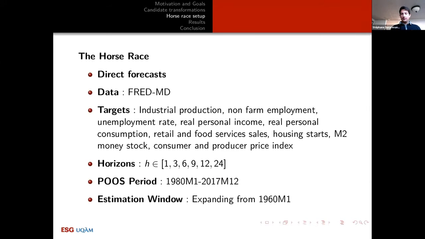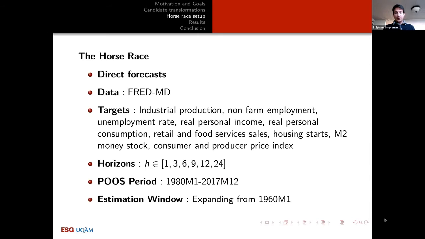So the horse race, what are we doing? Well, we're using direct forecast. It's very common when you're using nonlinear algorithms. Otherwise, you have a problem with Jensen's inequality. You have to work a little harder to find the optimal forecast. So we're not iterating on the structure of models. We're simply directly forecasting everything.